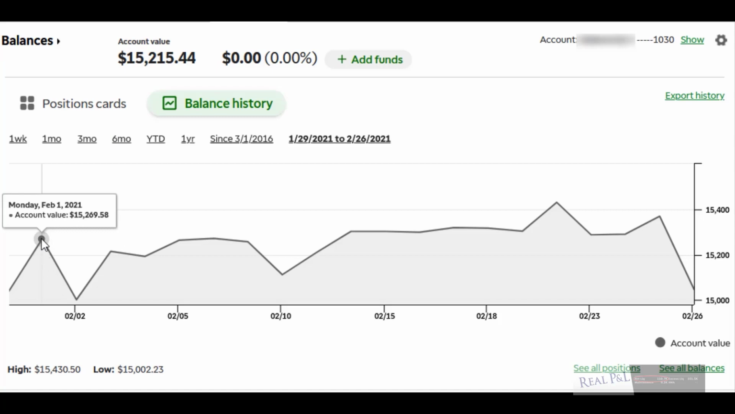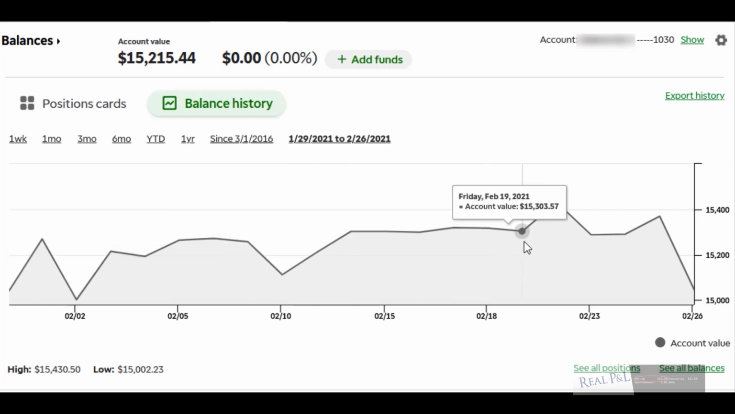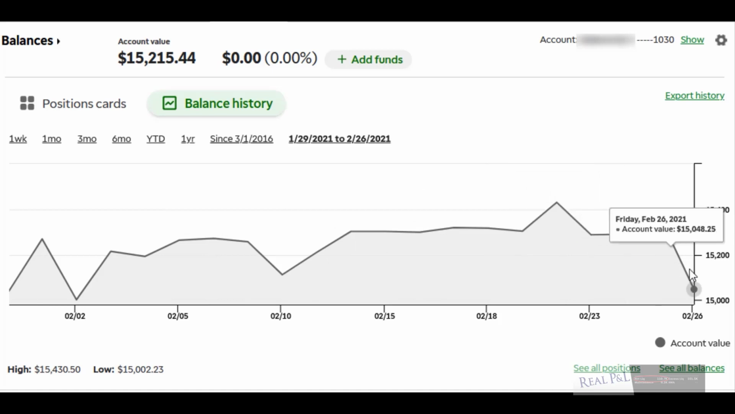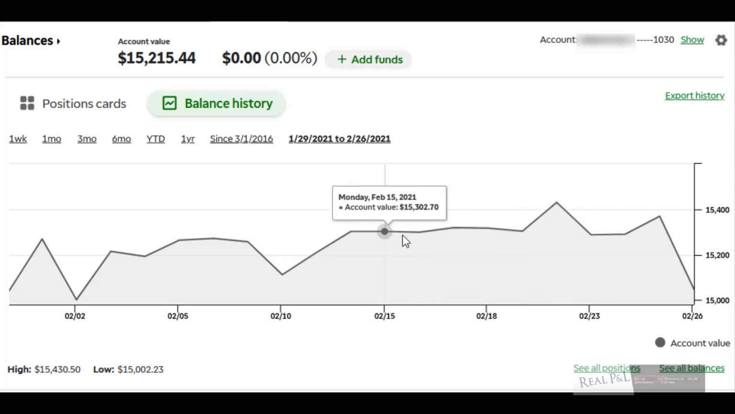Here's the 1st of February, and it just oscillates back and forth based on the bid-ask spreads of some of these things. So basically it might have been down a couple $100 at one point or up a couple $100 at one point, but that all has to do with the way that the bid-ask spread kind of jockeys around. But for the most part, there's really no volatility in this account at all. Like I said, up about $100.